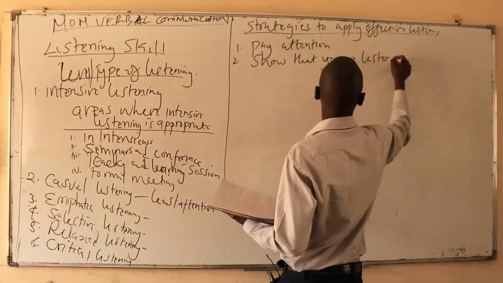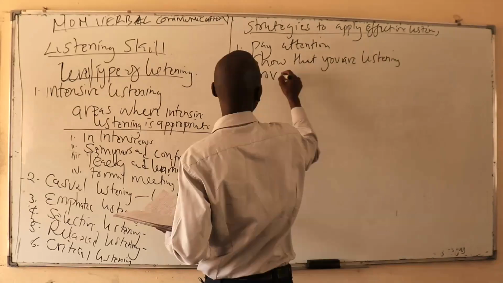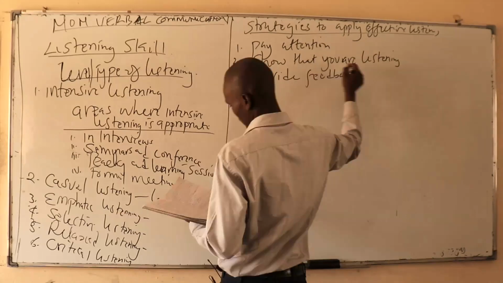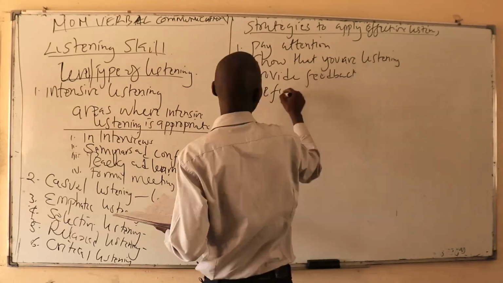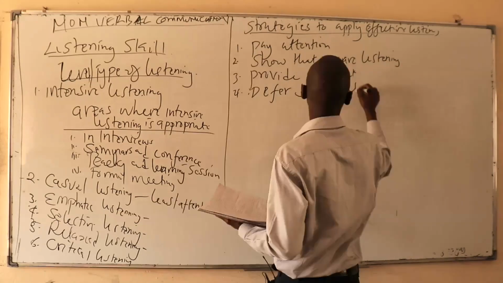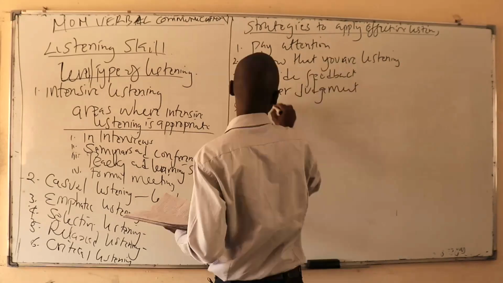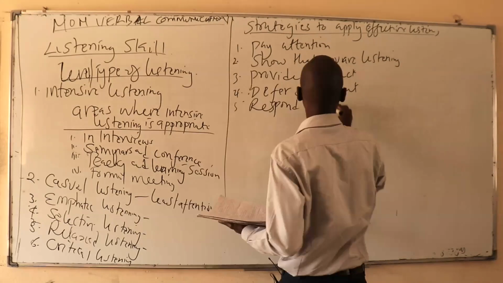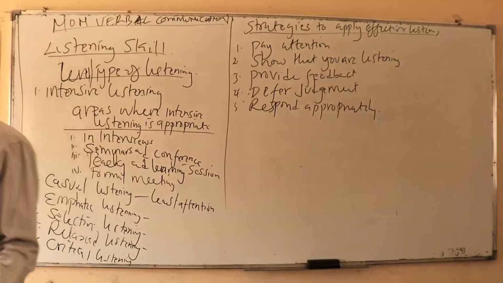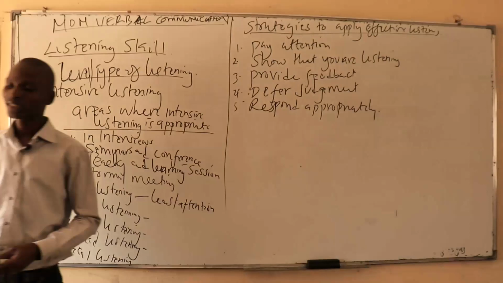Number three, provide feedback. Number four, defer judgment. Then number five, respond appropriately. So those are the five strategies you can apply for effective listening.